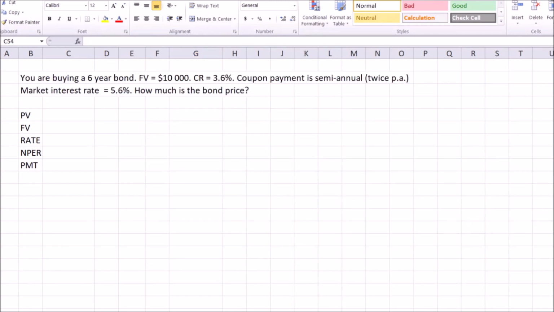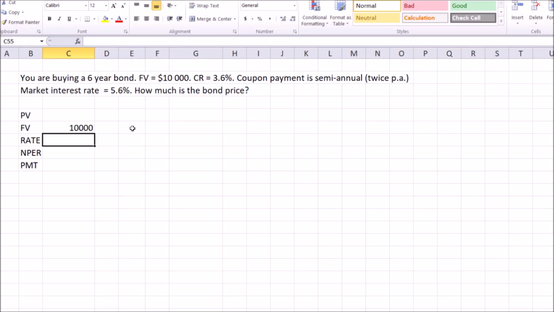Now let's have a look at one last example with the more frequent coupon payments. Let's say you are buying a 6-year bond with a face value of 10,000, coupon rate is 3.6%, but the payments are made semi-annually, that's twice per annum. Market interest rate is 5.6%. Say we need to calculate how much is the price of the bond, meaning that we need to find PV. Everything else is given to us with a face value of 10,000.